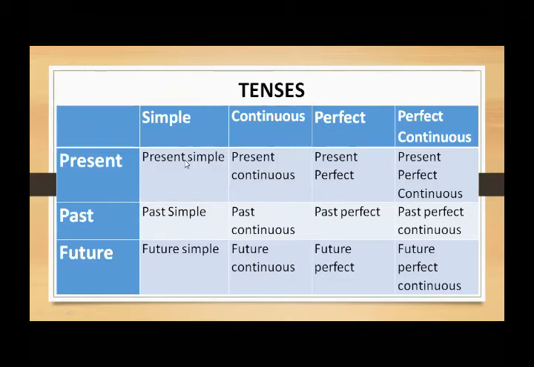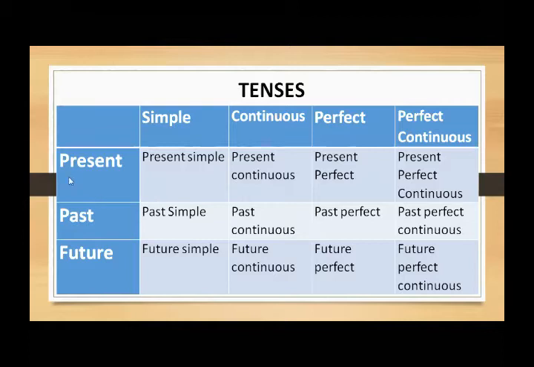Now we can see there are three main tenses: present, past, and future. Present is the current moment or period of time. Whatever we are doing now, that is present. Just like I am teaching, you are studying, you are listening to me. You listen to me, you play, you go to school. All these things come in present tense.